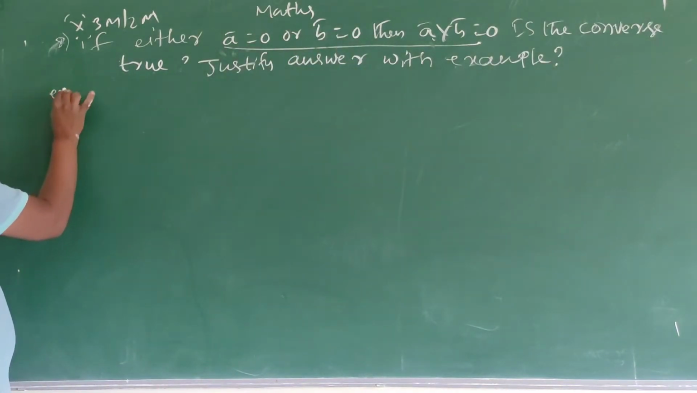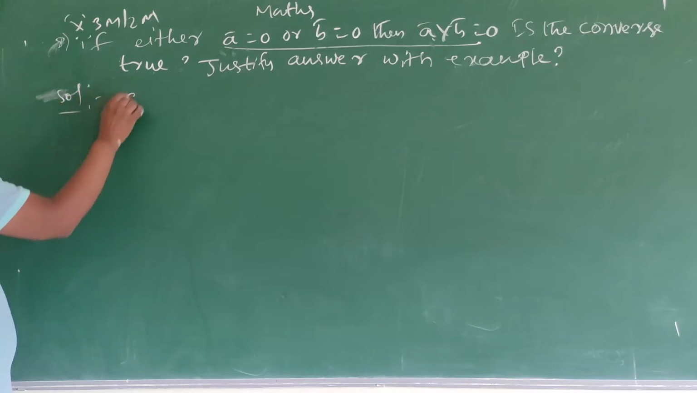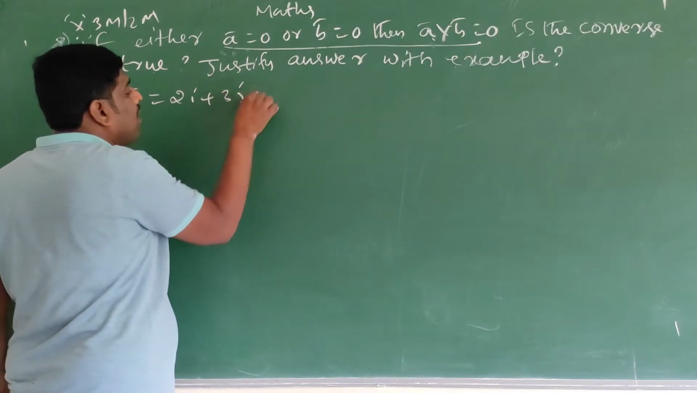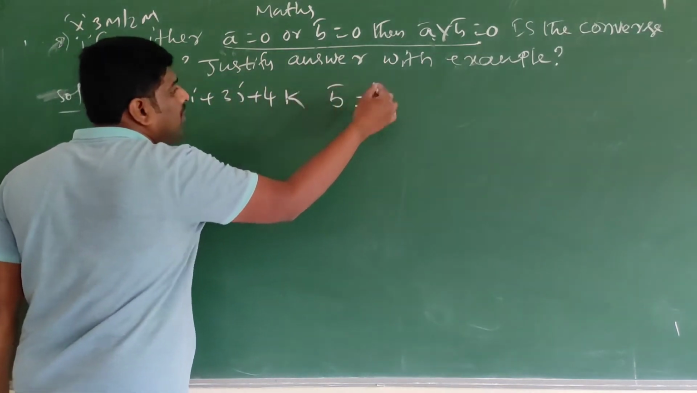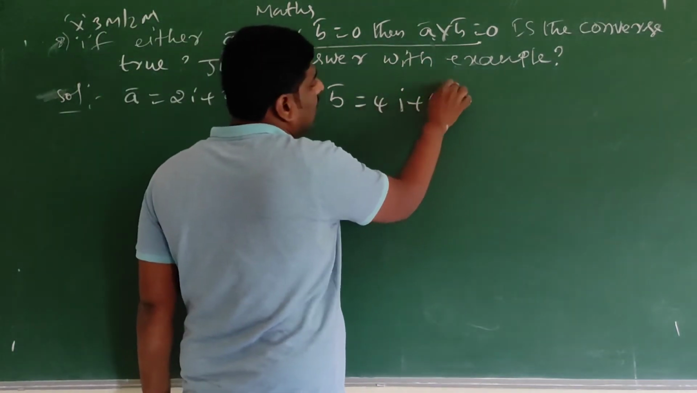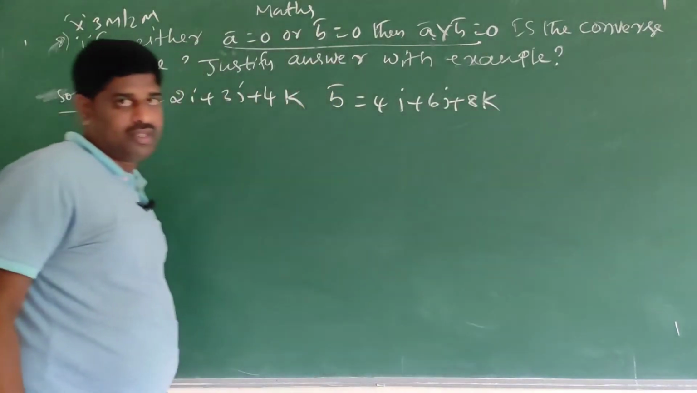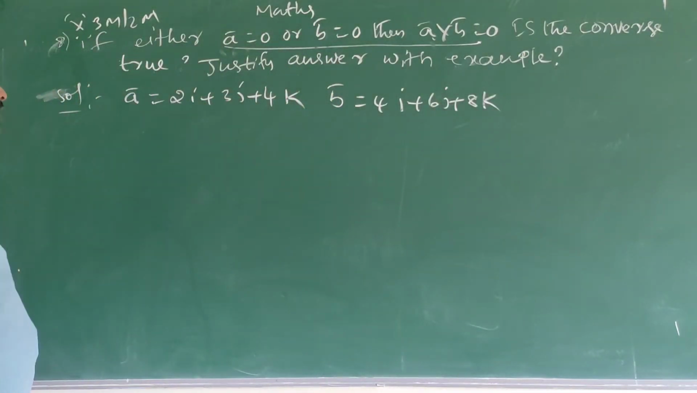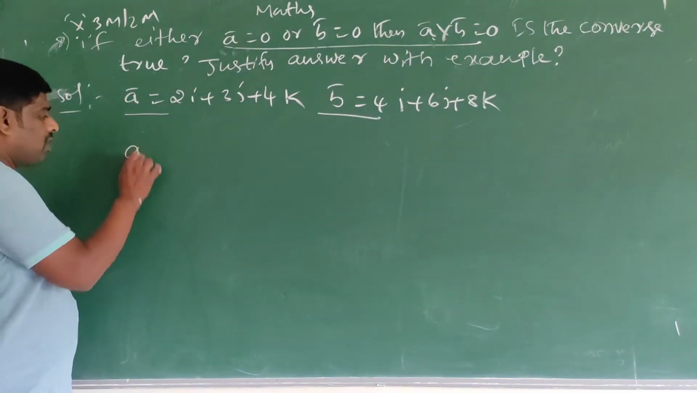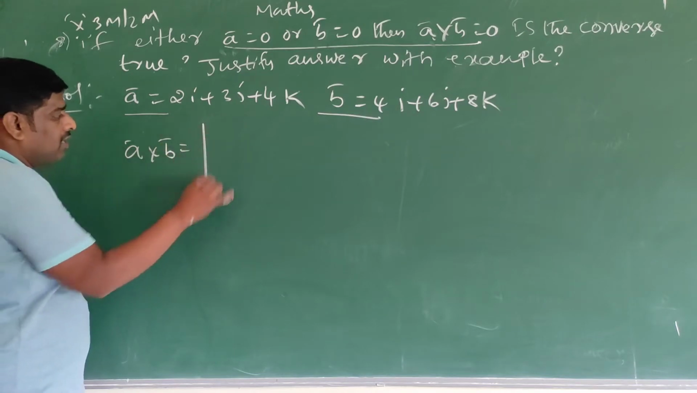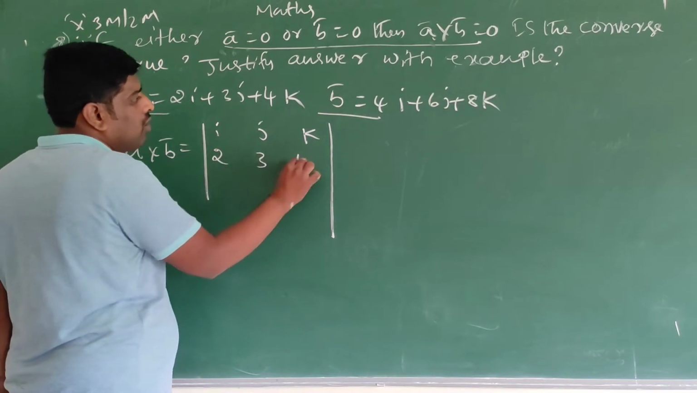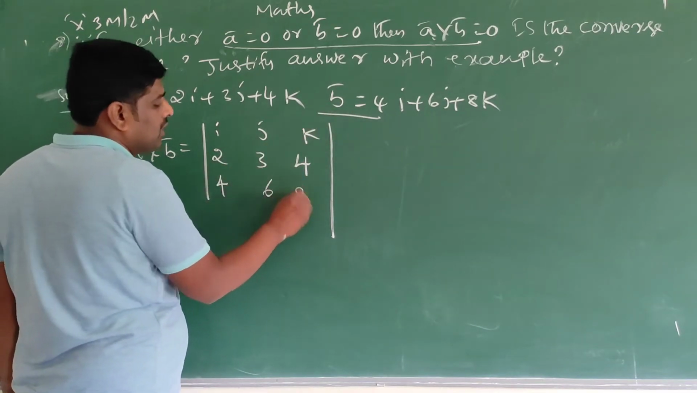So now I will take an example: a bar equals 2i cap plus 3j cap plus 4k cap, b bar equals 4i cap plus 6j cap plus 8k cap. This a bar and b bar are non-zero vectors. Now I have to take a bar cross b bar, that is the determinant of i, j, k; 2, 3, 4; 4, 6, 8.